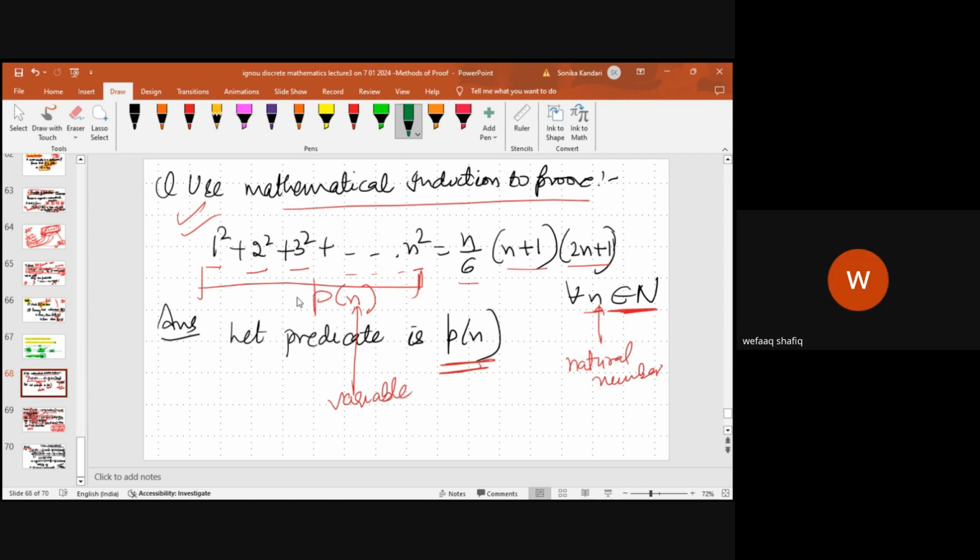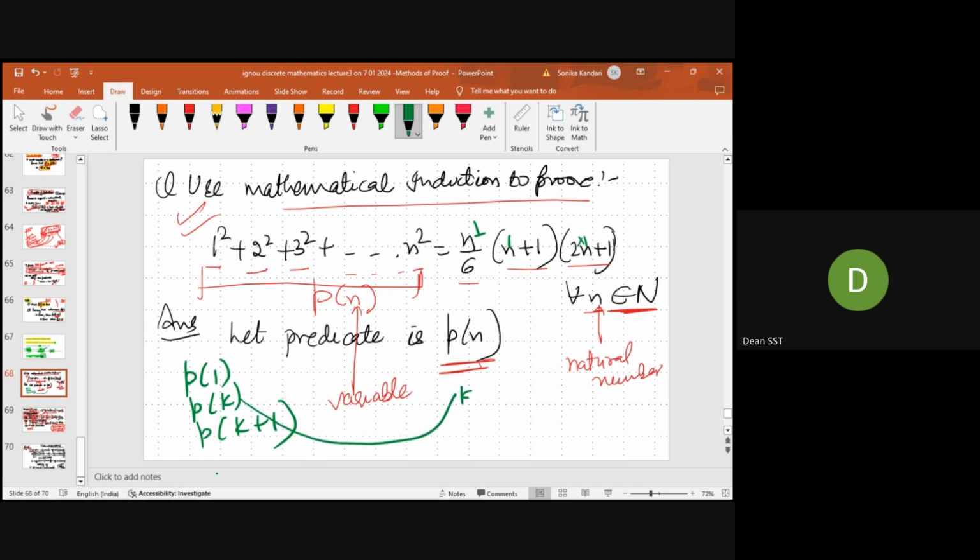Can you try? Yes, we'll try. This is a very interesting question, mathematical induction. Can you try? Yes, we can. Check for P1, then Pk, then Pk plus 1. For 1, this is 1 into 2 into 1, and so on.